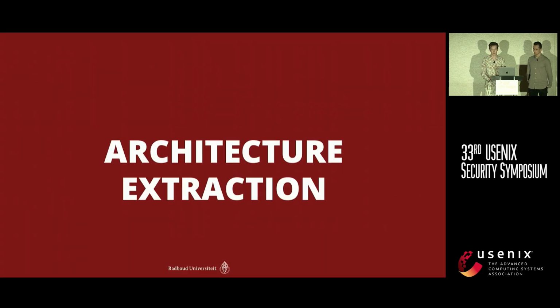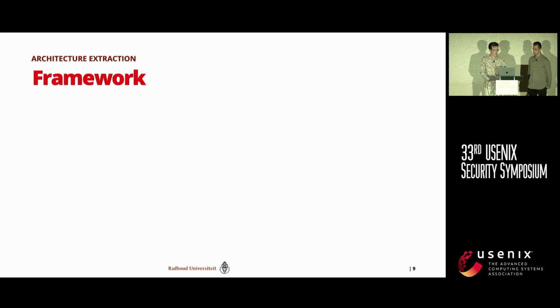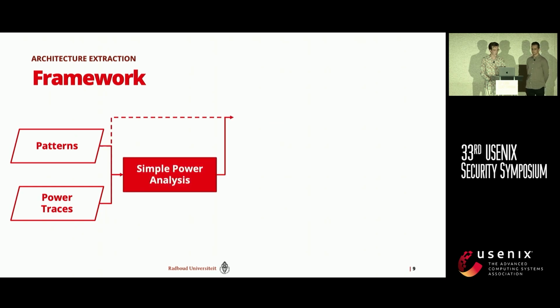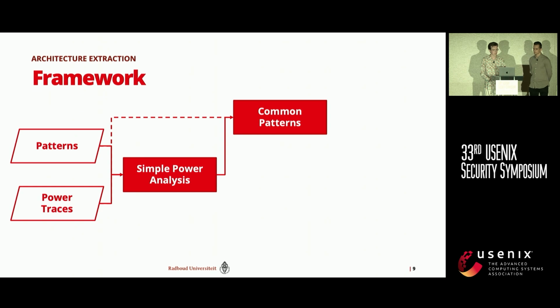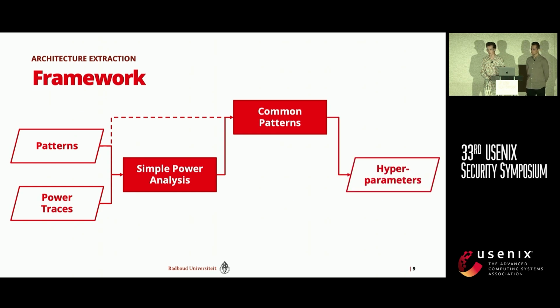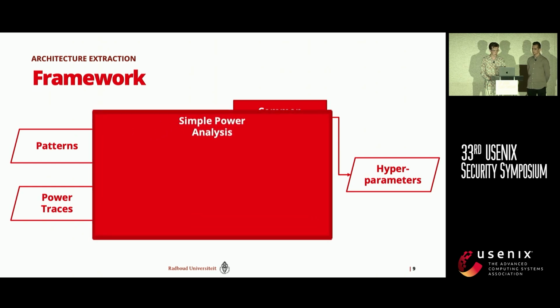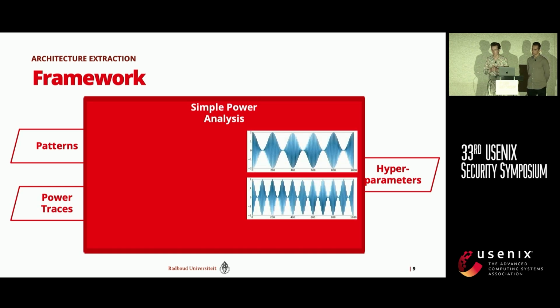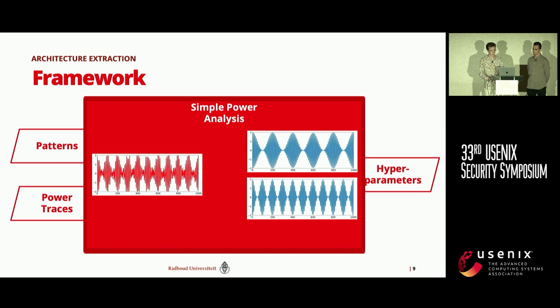Right, so let's start with architecture extraction. First, the framework. So what happens is you have the patterns and power traces. You do some simple power analysis, and then one of the methods is to use common patterns to determine the hyperparameters that eventually determine the architecture. Now, simple power analysis works as follows. Over some experience, you saw two patterns for different networks, and then upon receiving a trace like this, you'll quickly see, okay, this belongs to, let's say, network X.